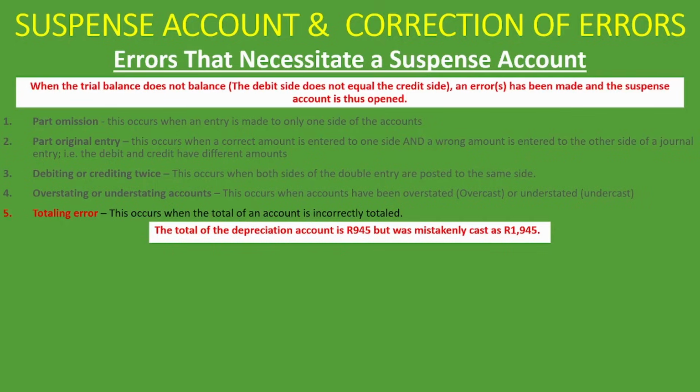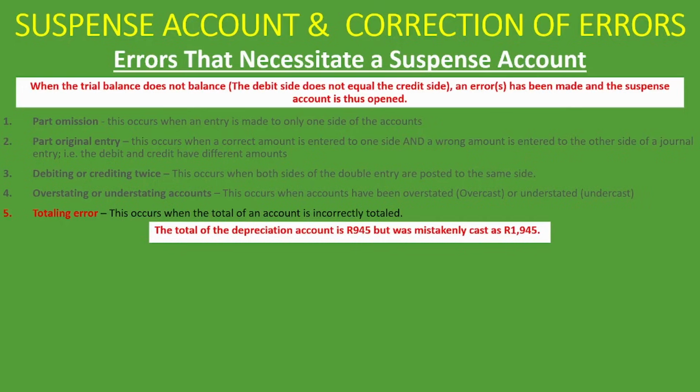Well, firstly, we know that the depreciation account is an expense account and our expenses lie on the debit side. And what have we done? Well, instead of putting it as 945 rand, we've put it as 1,945 rand. That means we have overcast the depreciation account, or we have overstated the depreciation account. Be familiar and get used to those terms, because they may use any of those terms. They might say that it was cast as 1,945 rand, as we have done here, or they might say it was overcast by a specific amount, or it was undercast. So just make sure you know what they mean by those terms.